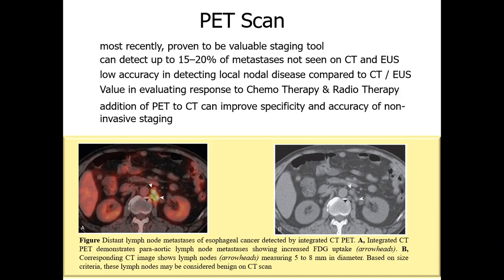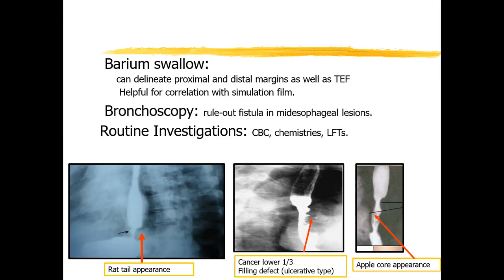Now PET scan. As you all know, PET scan is a recent investigation to find any distant metastasis with 100% diagnosis. Why is PET scan important in carcinoma of the esophagus? Because carcinoma of the esophagus has a very high mortality, and it is the most recently proven valuable staging tool. It can detect up to 15 to 20% of metastases which are not seen on CT or endoluminal ultrasound.